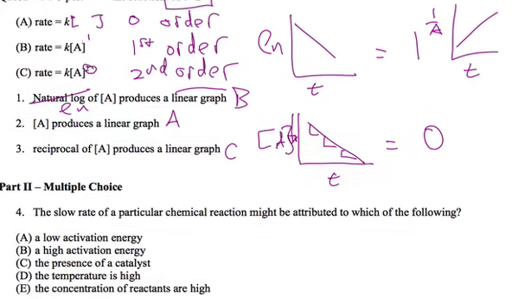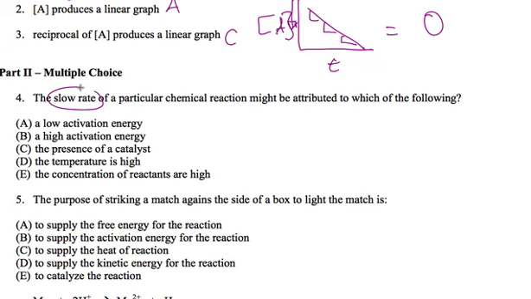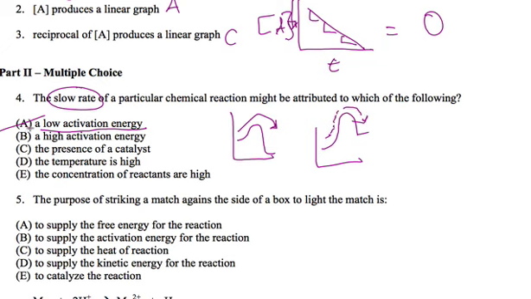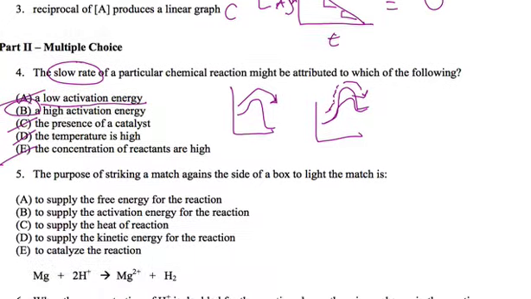So BAC. The slow rate of a particular chemical reaction might be attributed to which of the following? A low activation energy would be a low hill, so the reaction would actually happen fast, so that's not it. A high activation energy would be a high hill, and it would take a long time to get over that hill. So that's going to be the answer. A catalyst actually lowers the hill, so it can't be a catalyst. High temperature increases collisions, which speeds up the reaction. And when the concentration is high, that increases collisions. So the answer is B.